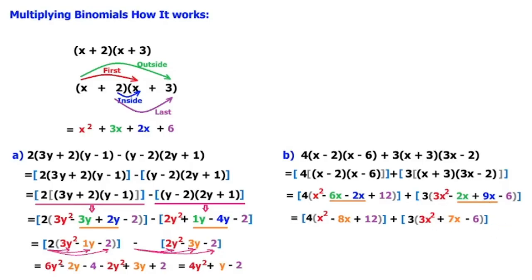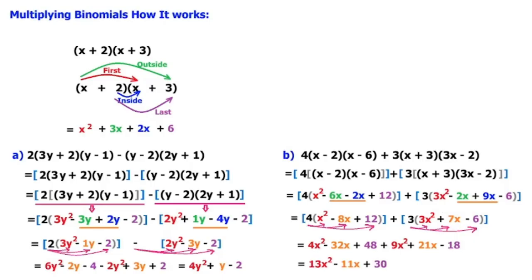Now we can multiply in the 4, and then we can multiply in the 3. That's going to give us 4x squared minus 32x. 4 times negative 8 is minus 32x. 4 times 12 is 48. And over here, 3 times 3x squared gives us 9x squared. 3 times 7x gives us 21x. 3 times negative 6 gives us minus 18.